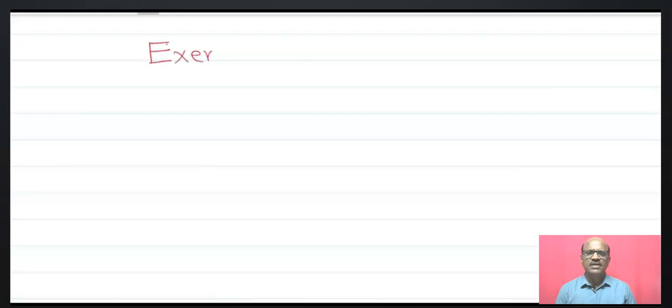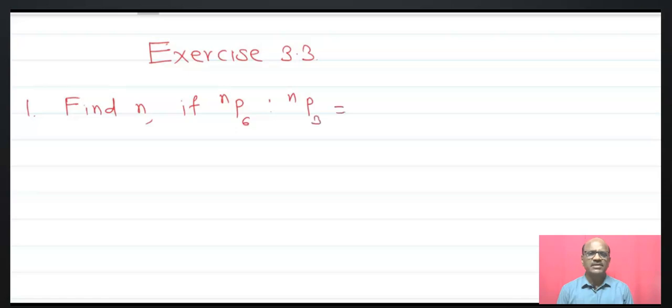Next, now we will start the exercise 3.3. So this is a very big exercise. Now the first example: find n if nP6 is to nP3 is equal to 120 is to 1.